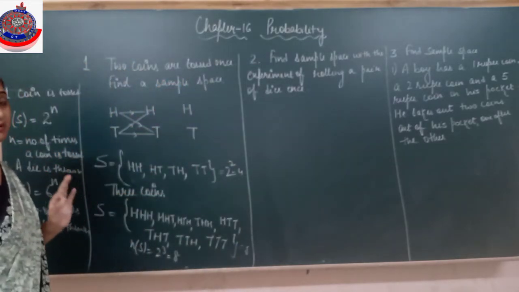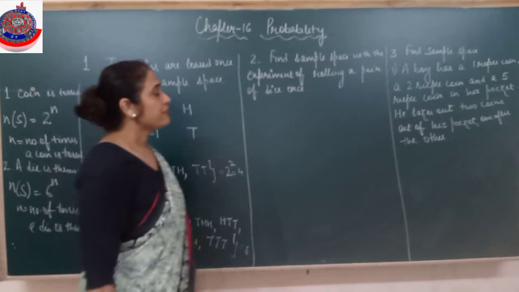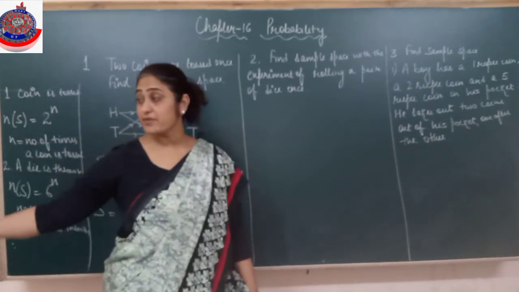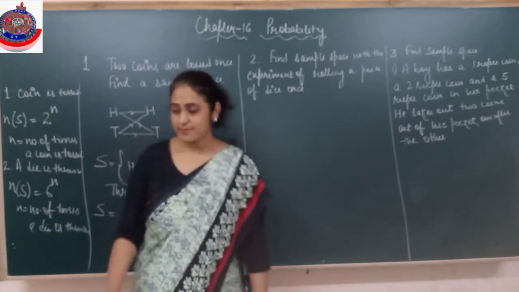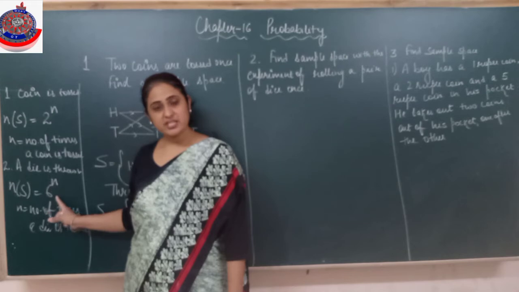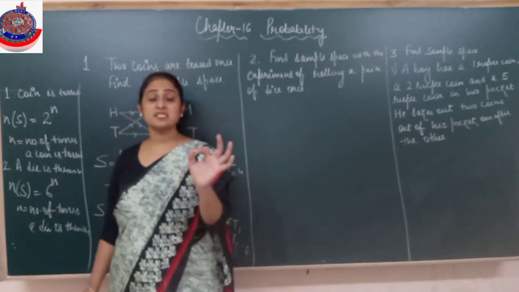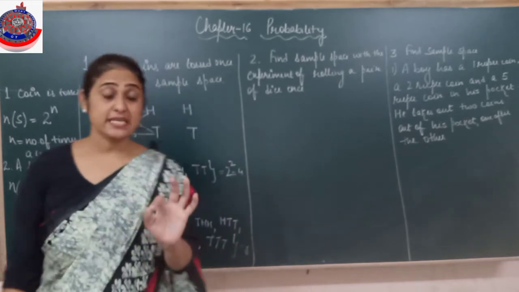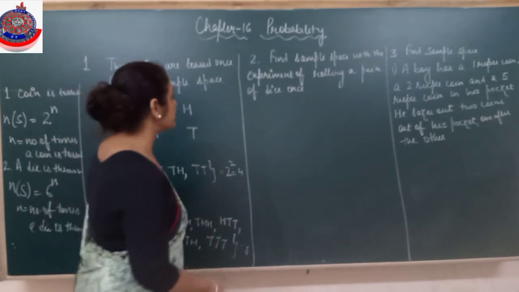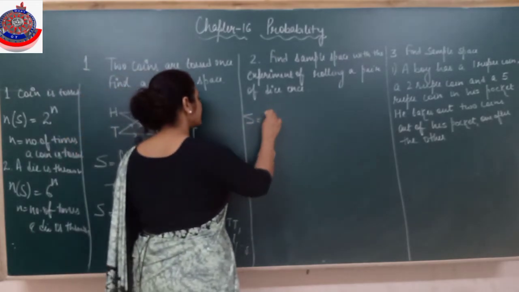Systematic way से तुम लोगों ने बनाना है क्वेश्चन. Find the sample space with the experiment of rolling a pair of dice. Pair of dice मतलब 2 dice को फेंका गया है, तो 6 raised to power 2, that means 36 elements होने चाहिए sample space के अंदर. कितने elements होने चाहिए, 36 elements should be there in sample space. So you know that this we have done in 10th.